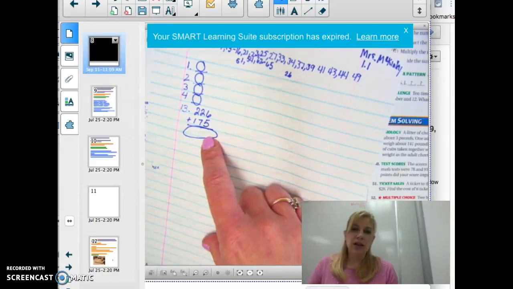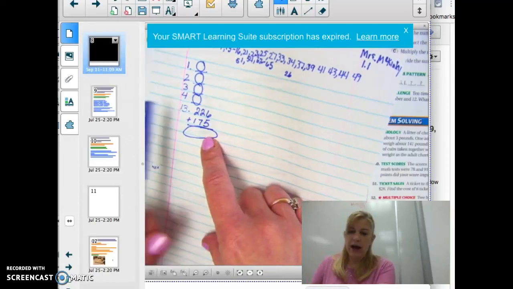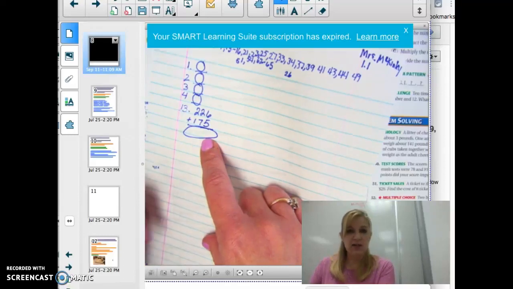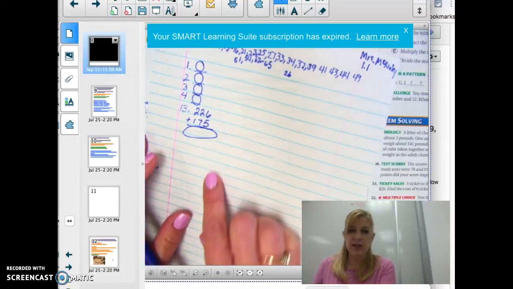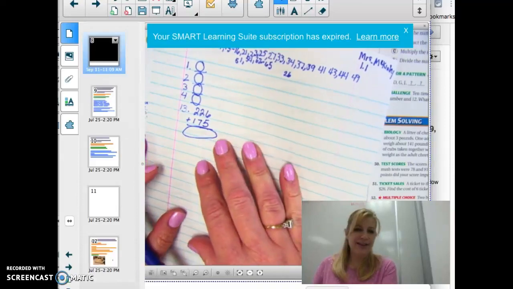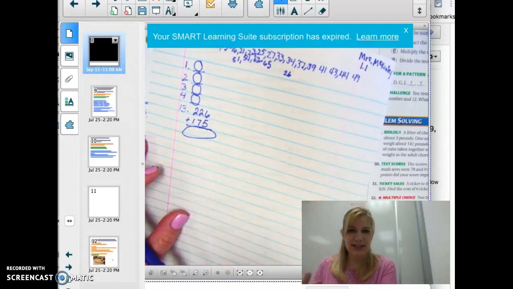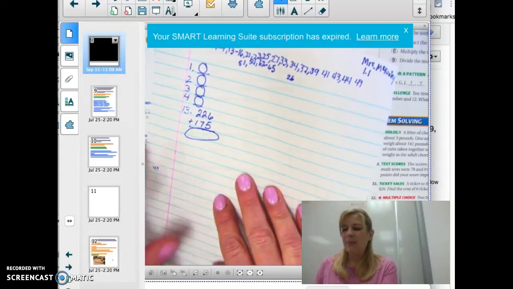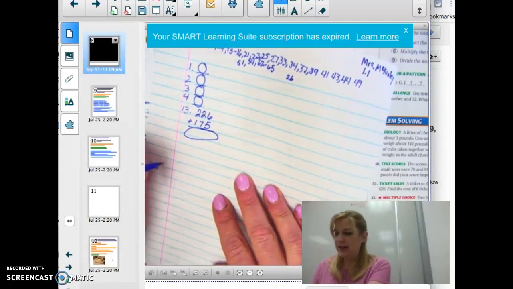Math is going to get more tricky this year. I need to know how you think, and sometimes I just detect some little errors in addition. So we're going to do that. My mantra is kill a tree in math class. We save a tree in many other places in my room, but not in math. I want to see what you're doing.